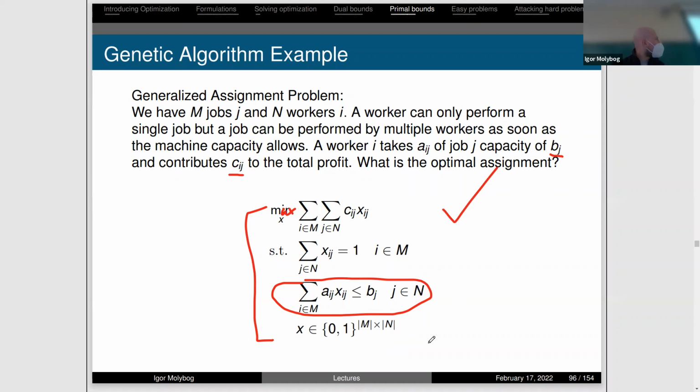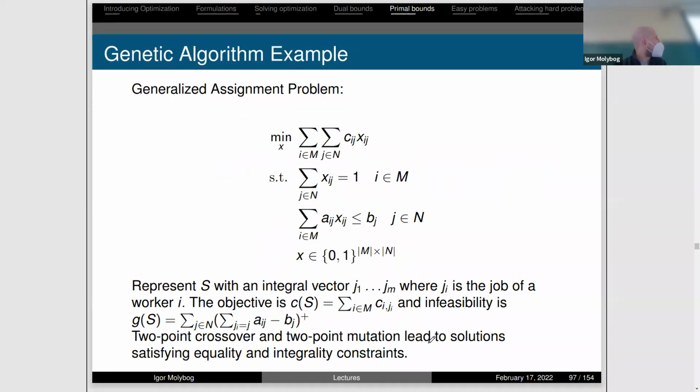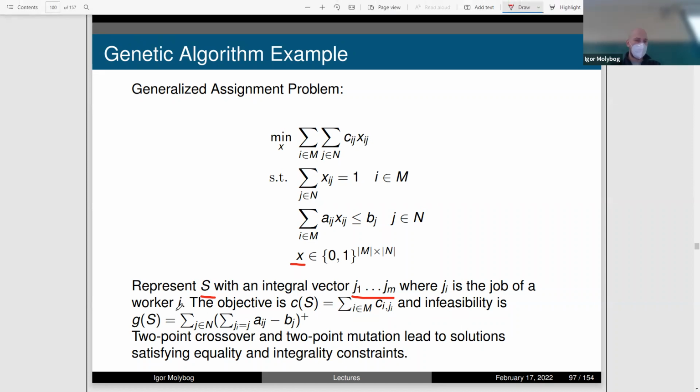Yeah, so we are dealing with this problem here, and it's obviously a binary optimization problem, like a linear problem. However, it turns out that it's easier to think about it as the following. Our single solution, or the member S in the population, can be represented with this matrix X, but it also can be represented as an integral vector, or an integral string consisting of integer values j1 to jm, where ji is the job of worker i. You probably remember we were considering a problem of this form in our first lecture.